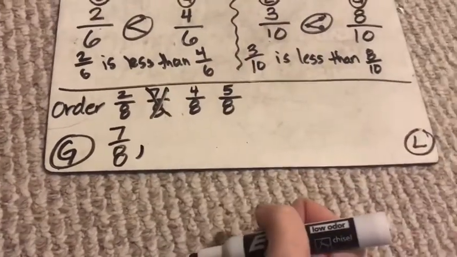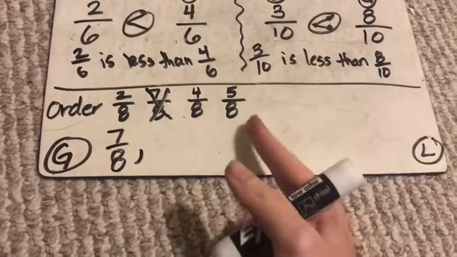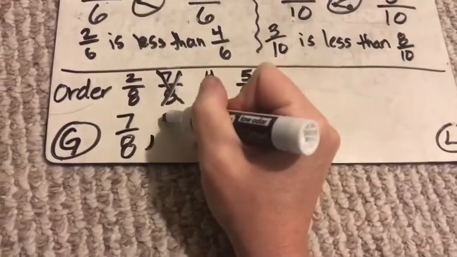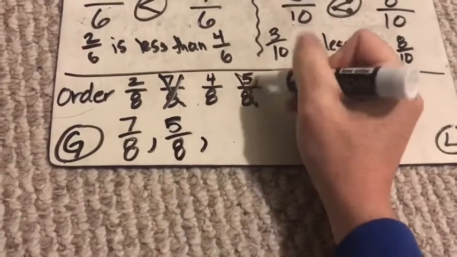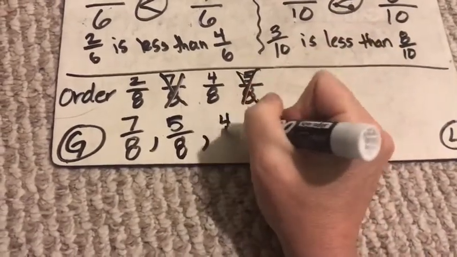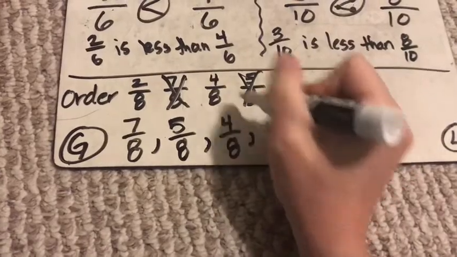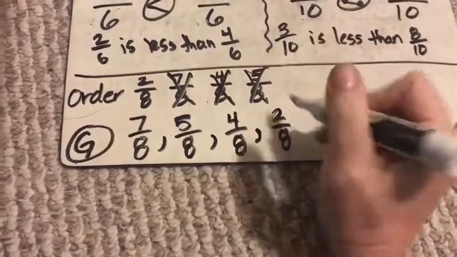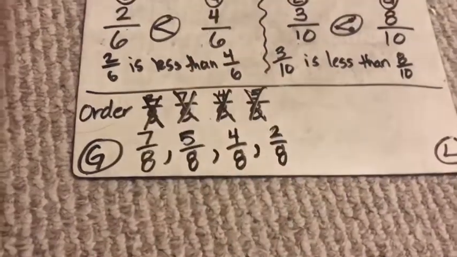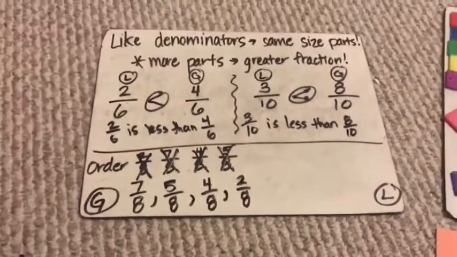After 7/8 is gone, the next greatest would be 5/8, because 5 is more than 4 and 2. After 5/8, the next greatest would be 4/8, followed by the least of 2/8. So now those like denominator fractions have been ordered from greatest to least.